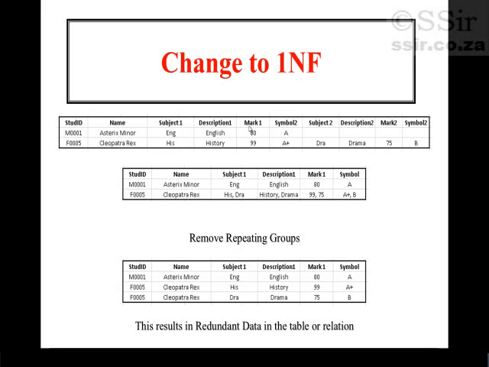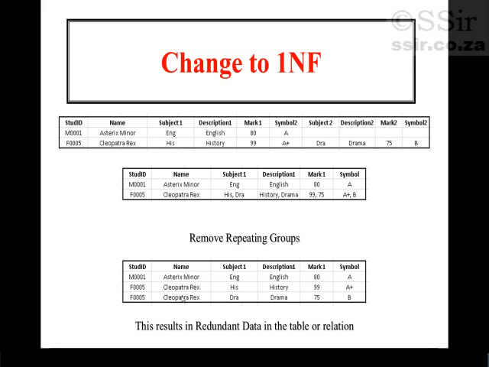Subject 1, description 1, mark 1, this should be symbol 1. These headings are effectively repeated in these 4 columns. So how can we remove them? Let's look at this table over here. I have increased the number of lines, the number of records therefore in this database, in order to reflect the same data as in these 2 tables, but with no repeating groups. So you can see that in this table I have only subject 1, description 1, mark 1, and symbol 1. As a matter of fact, I could have called this subject, description, mark, and symbol, but I have added a third row.